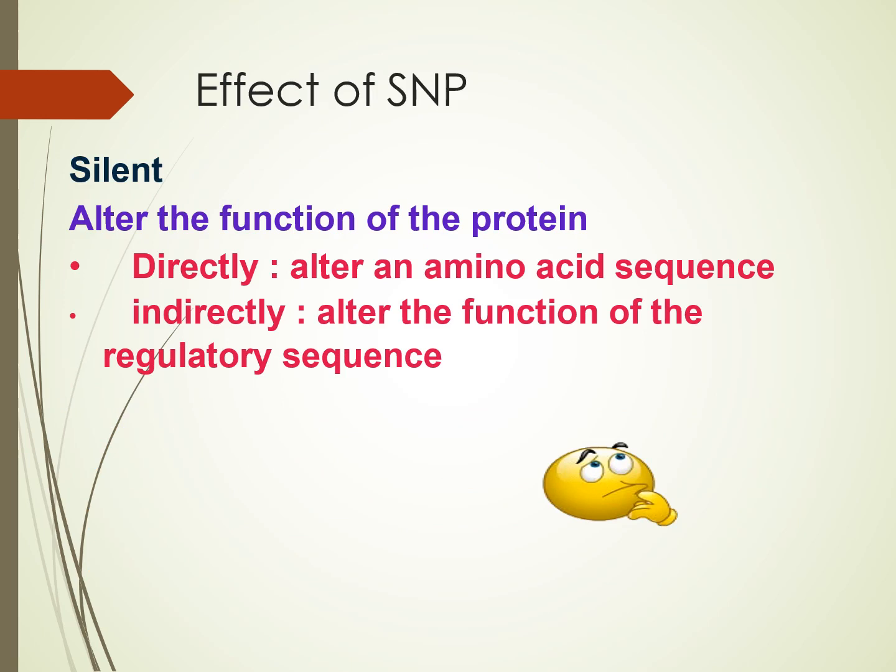Then the effect of SNP. Either it will be silent, meaning there will not be any kind of effect on the protein sequence or protein structure or protein function, or it may alter the function of the protein. Either directly, it will alter an amino acid sequence and thereby alter the function of the protein, or indirectly by altering the function of the regulatory sequence. So if the SNPs are present in the regulatory region and due to that the regulatory protein that is being produced has an altered function, then indirectly the protein or gene function controlled by that regulatory protein will be altered.